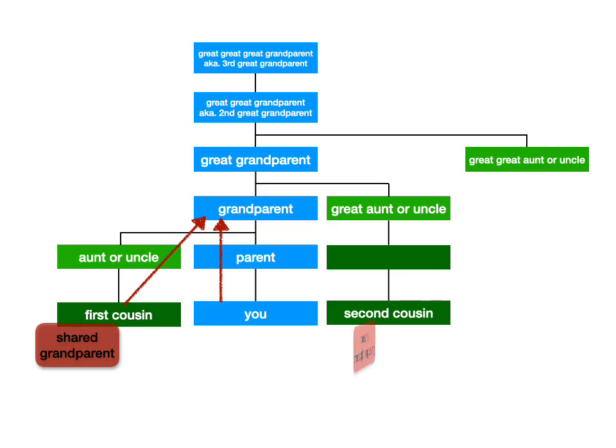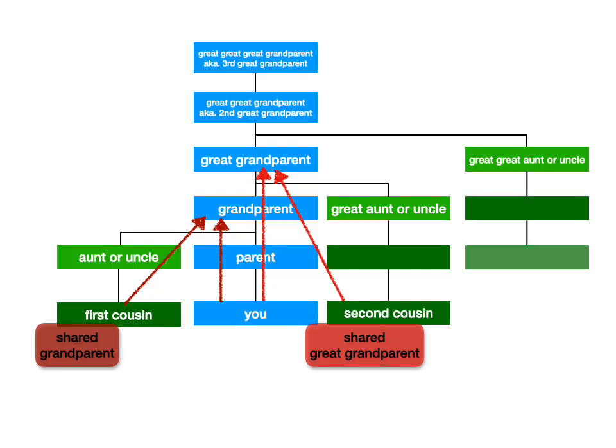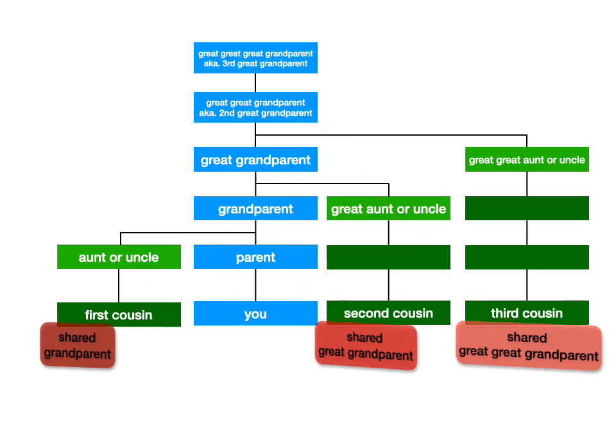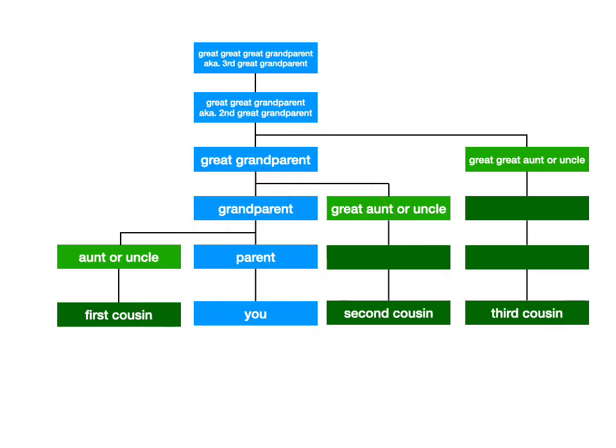So you share, therefore, not a grandparent, but a great-grandparent with your second cousin. And so with your third cousin as well, that third cousin is a descendant of your great-great aunt or uncle. And with that third cousin, you share a great-great-grandparent. So that, in a nutshell, is what a first cousin, second cousin, and third cousin are.